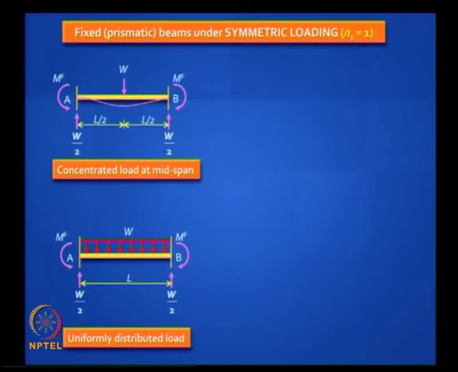I show you here two pictures of symmetric loading. The first is a standard concentrated load W acting at midspan, and the second is a uniformly distributed load of total magnitude W acting at the midspan. The support reactions are W by 2, and the two fixed end moments at the ends will be actually equal and opposite to each other. So we can call it just MF instead of MFAB and MFBA.